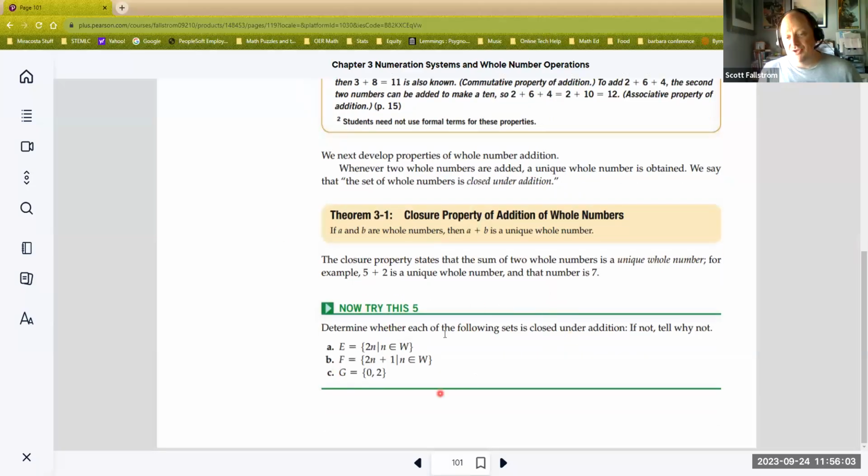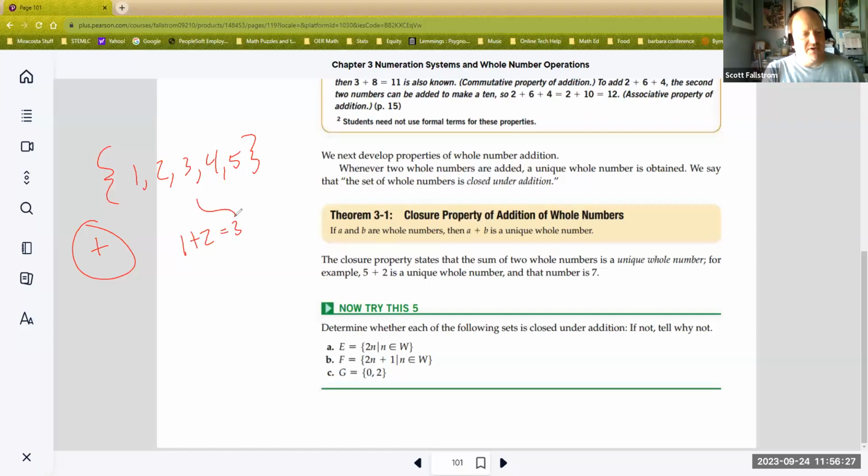Okay. Now they're going to ask you to do some other piece with closure. So I want you to think about this. If you had a set that looked like this, 1, 2, 3, 4, 5, let's say, and we'll stop there, then to be closed under addition, every addition problem we can think of has to be in the set, right? 1 plus 2, well, that equals 3, and 3 is in the set. Okay, that's good. 2 plus 3, that has to equal 5. Let's check. Oh yeah, 5 is in the set. Okay, that's good.